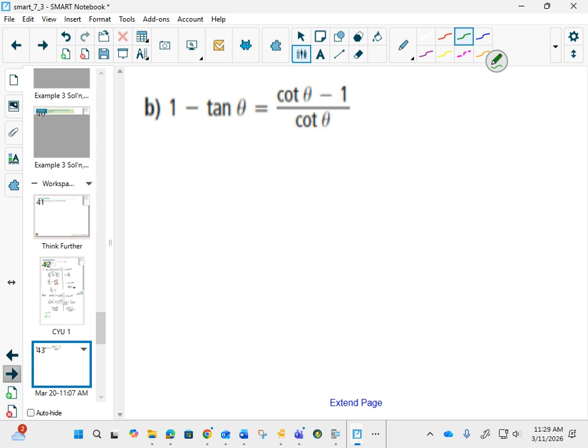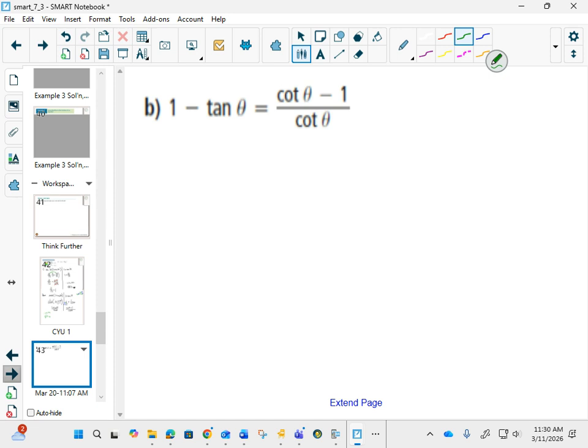Okay? For chapter 7, when we do our chapter 7 test, you will be able to use your pie plate. So any verify questions where you'll need pie plate values, you don't have to have it memorized in the moment. You can use your pie plate for that.